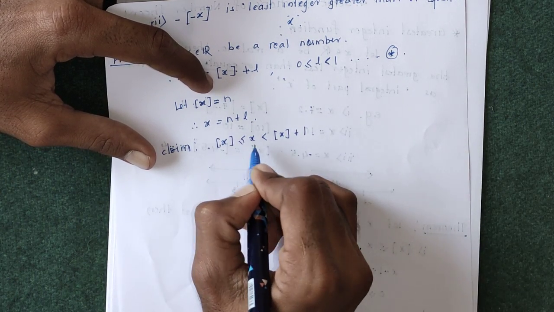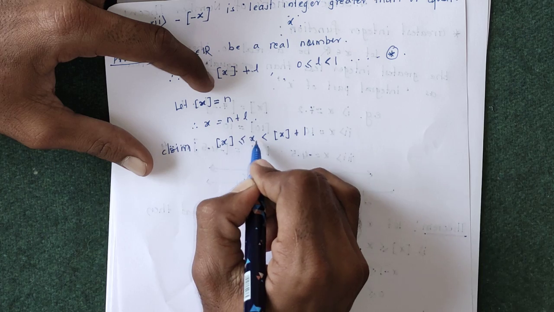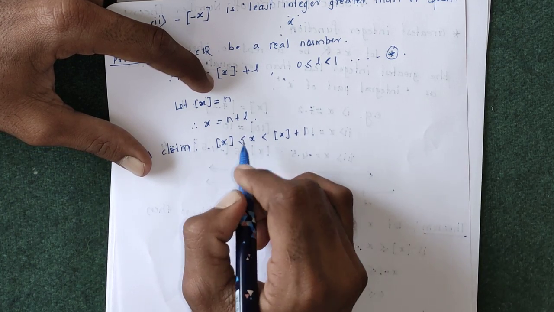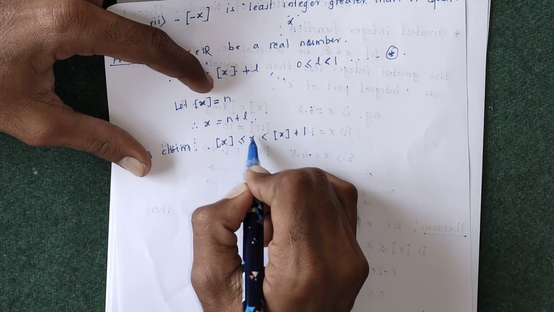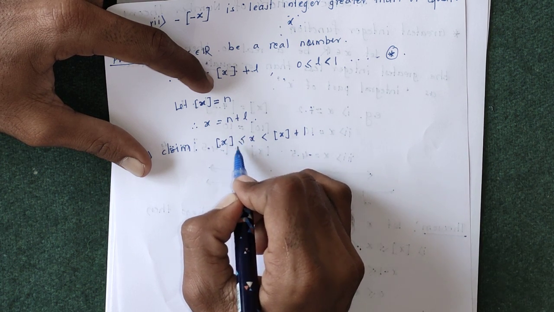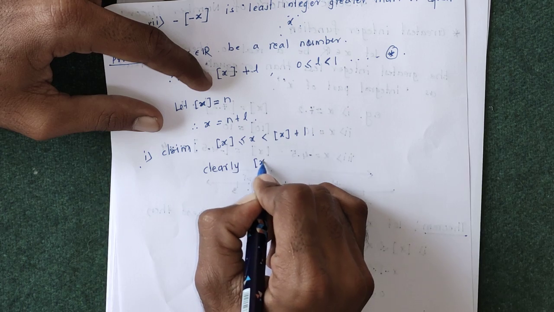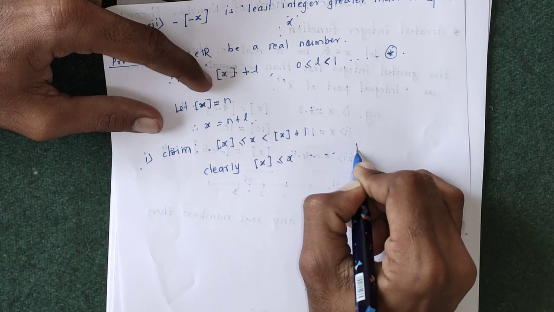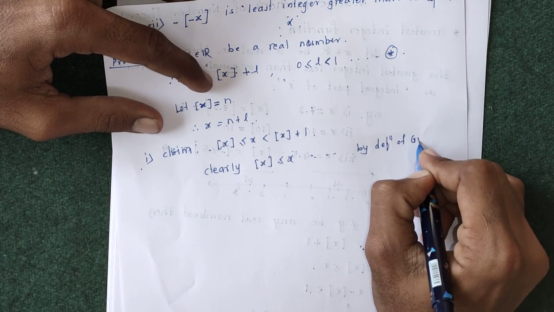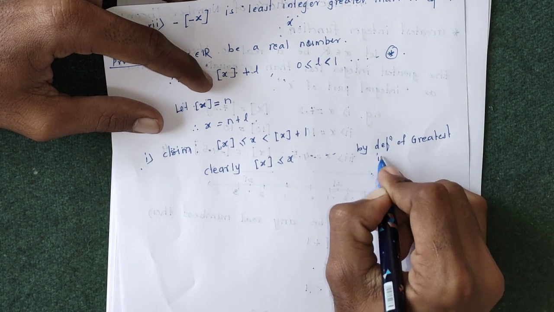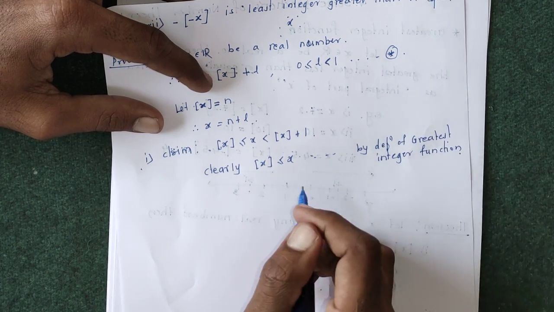On the left hand side, x is greater than or equal to integral part of x, or integral part of x is less than or equal to x. This is clearly true by definition, since integral part of x is the greatest integer among all the integers which are less than or equal to x. So this is obviously true, by definition of the greatest integer function.